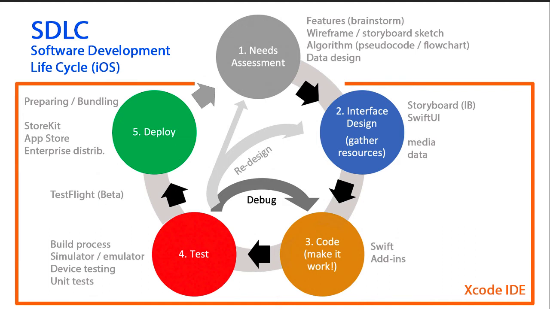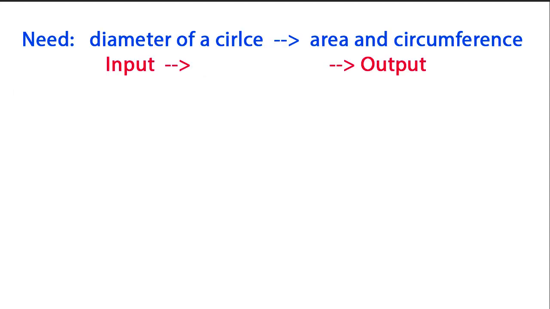Okay, so with that in mind, let's talk about the workflow of developing a product within Xcode and walk you through a simple project there. Let's talk a little bit about the needs assessment and what happens there. This is also referred to as the planning stage. So we're going to plan out our project, and our need is that, given the diameter of a circle, I want to calculate the area and circumference of that circle.